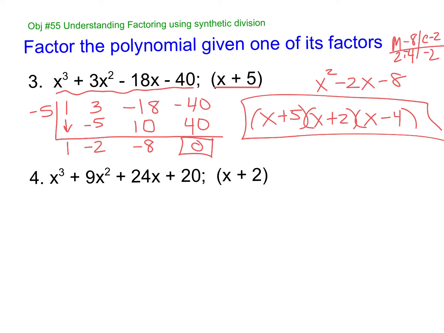All right, pause and try the next one. Same idea, 1, 9, 24, 20. Change the sign.